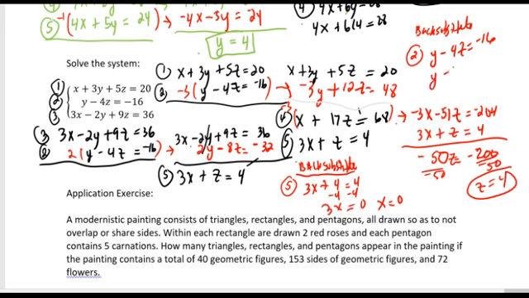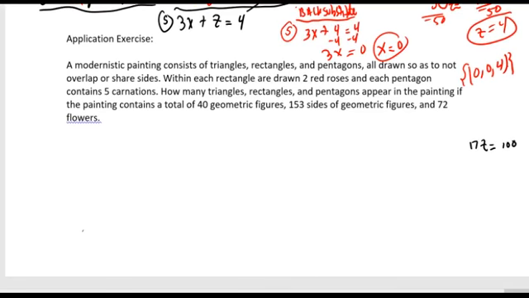So I have y minus 4 times 4 equals negative 16. So y minus 16 is equal to negative 16. Add the 16. So y is equal to 0. So my solution set is 0, 0, 4. Okay, let's try the last one.